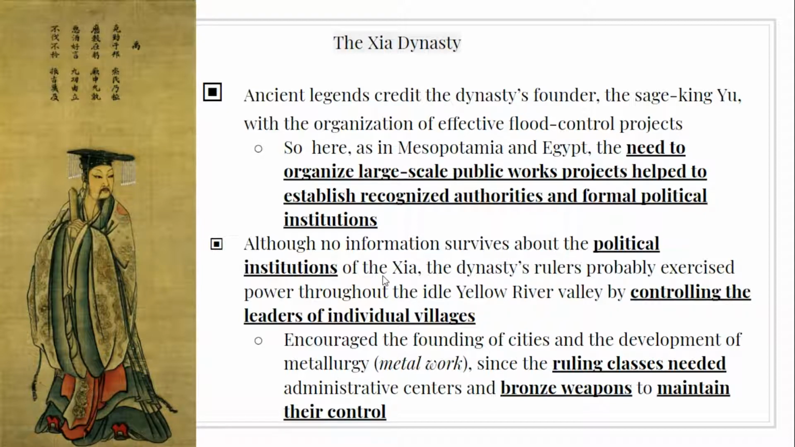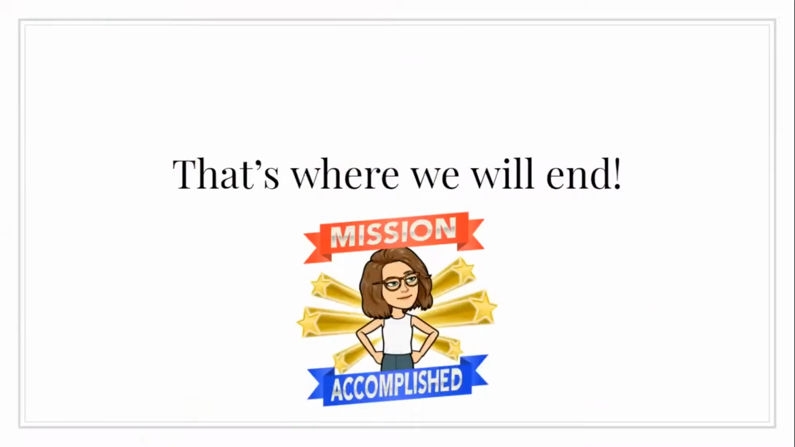Although no information survives about the political institutions of the Xia dynasty, historians can speculate that they probably exercised power throughout the Yellow River Valley region by controlling the leaders of individual villages. And by doing this, it encouraged the founding of cities and the development of metallurgy, aka just metalwork, since the ruling classes needed administrative centers and bronze weapons to maintain their control. And that's where we're going to end it for today.